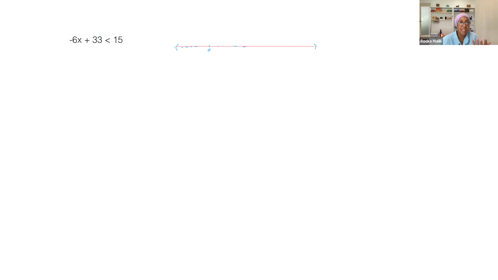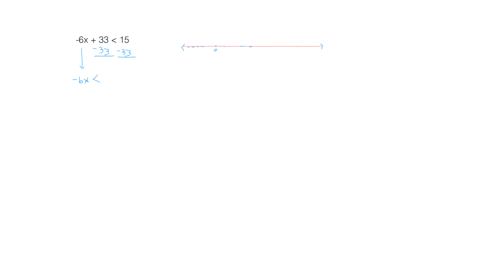So it's the same concept. I'm going to put my x's on one side and my numbers on the other side. So minus 33. Minus 33. I have minus 6x is less than minus 18. Minus 18.